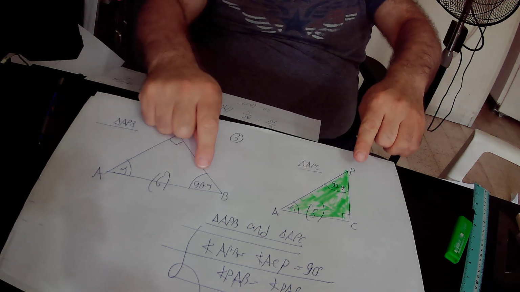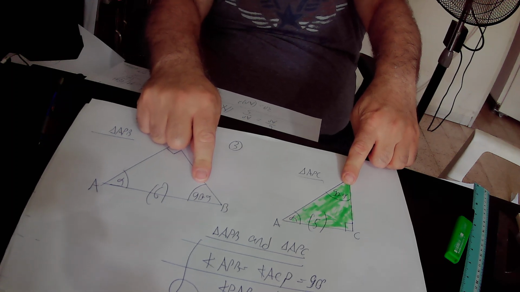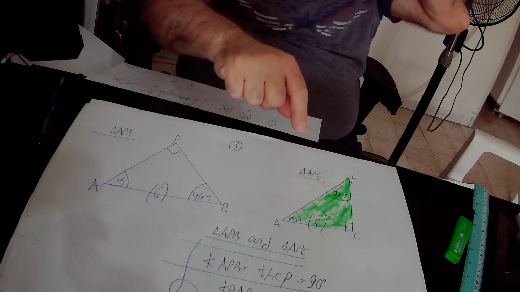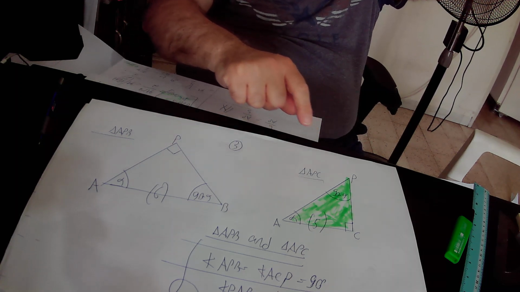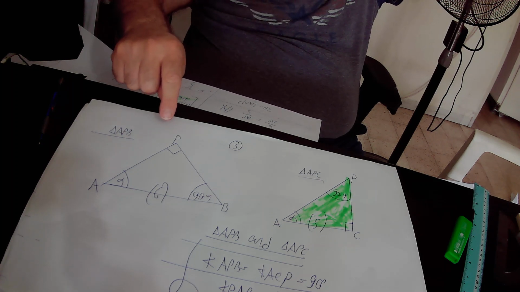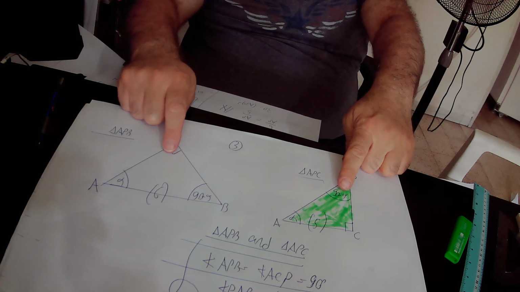And finally, those two angles are both equal to 90 degrees minus alpha, therefore they are equal to each other. So we actually proved that all the three angles in the right green triangle APC are correspondingly equal to all the three angles in the right triangle APB. And therefore, those two right triangles are similar to each other according to the angle similarity rule.